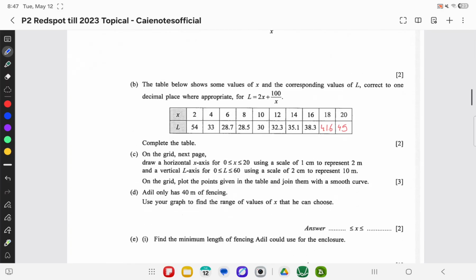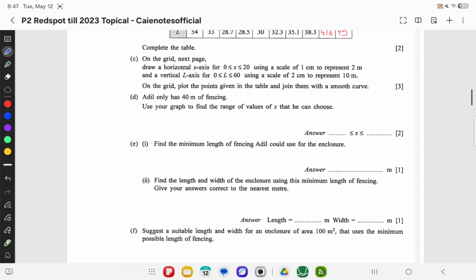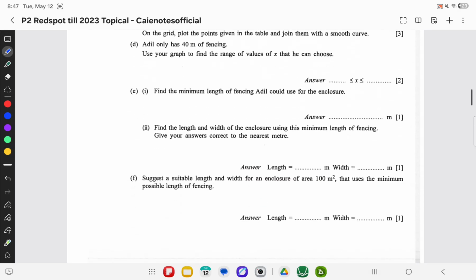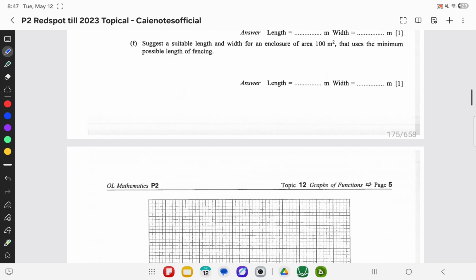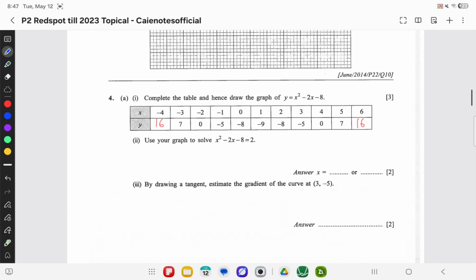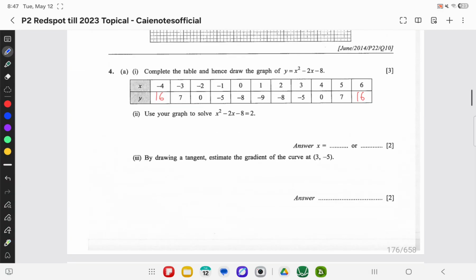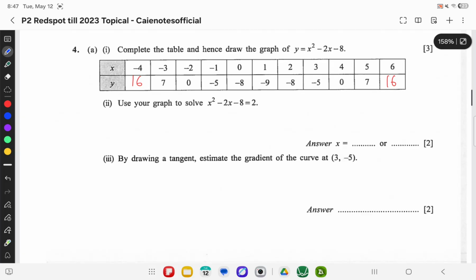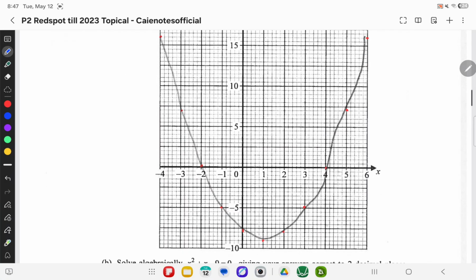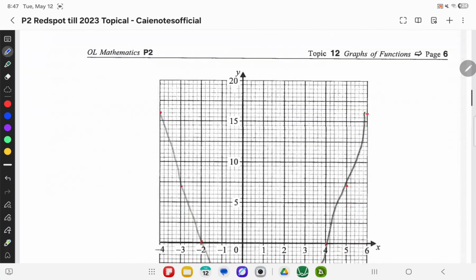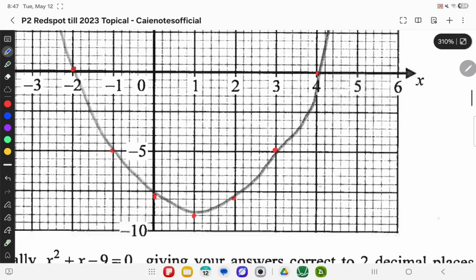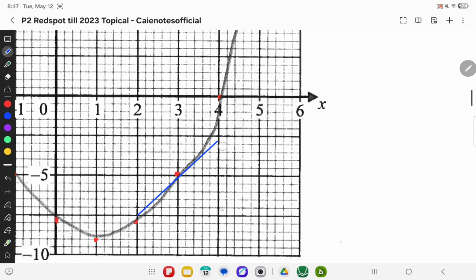I will do this minimum value thingy, don't worry. Let me just do tangents. Drawing a tangent, estimate the gradient of the curve at -3, 5. This is the last one, and we are moving 3, -5. So just draw it like so. Boom. Here I will pick the points.